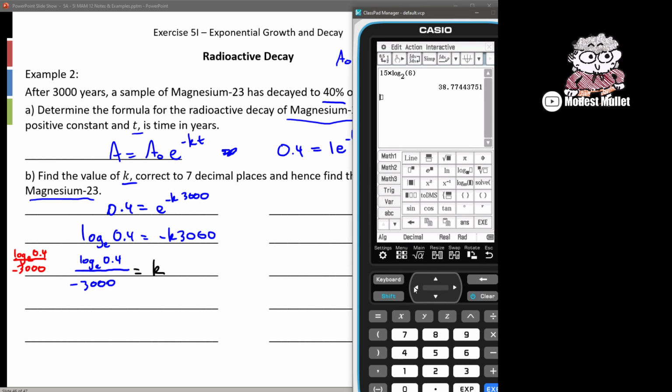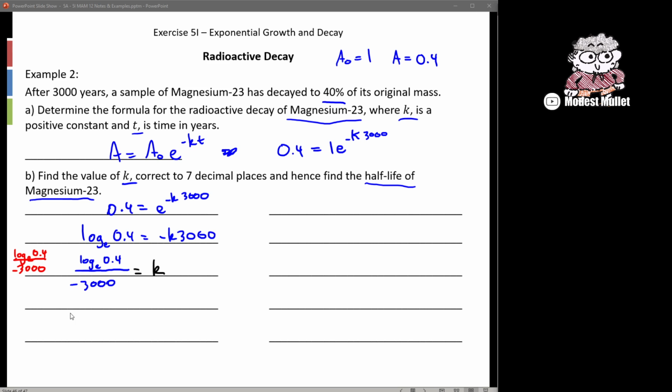And we're going to get, we can use ln. Log natural means log base e of 0.4 divided by negative 3,000 is 3.05430. Okay, so let's write all that out. K is equal to 3.0543024. That was 1, 2, 3, 4, 5, 6, 7 decimal places.